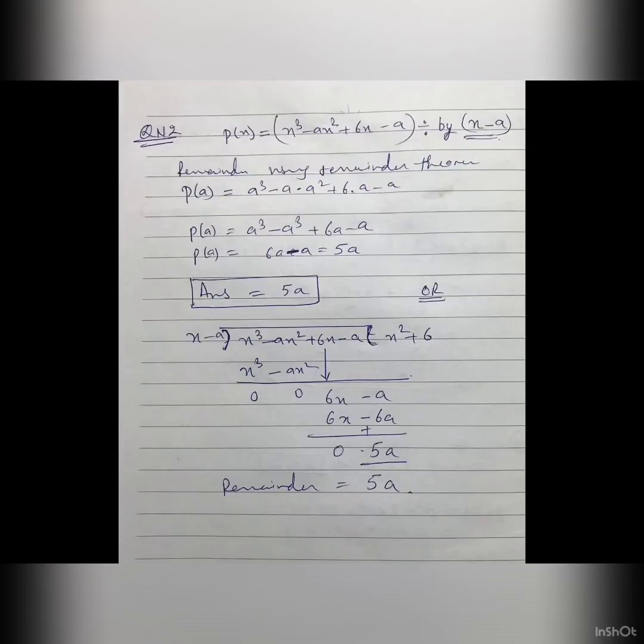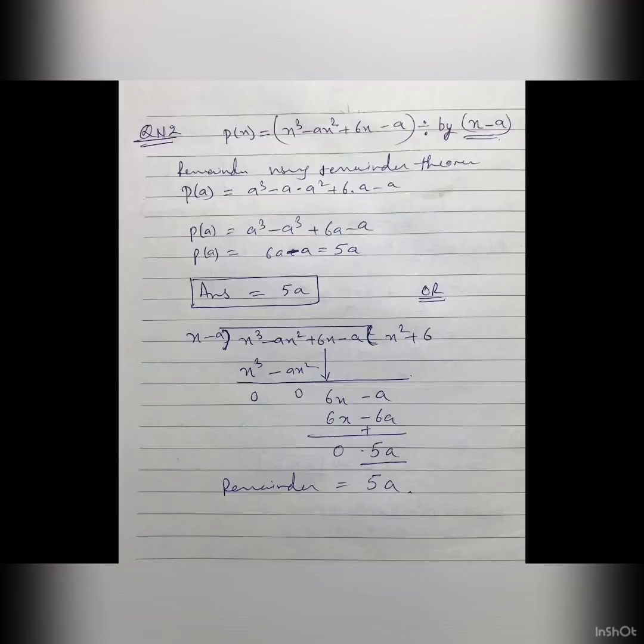p(x) is equal to x cube minus ax square plus 6x minus a, divided by x minus a. If we use the remainder theorem, then the value of the remainder is equal to the value of the polynomial at x equals a. So let us replace x by a. So p(a) is equal to a cube minus a into a square plus 6 into a minus a, which is a cube minus a cube plus 6a minus a, which is 5a. Hence the value of the remainder is 5a.